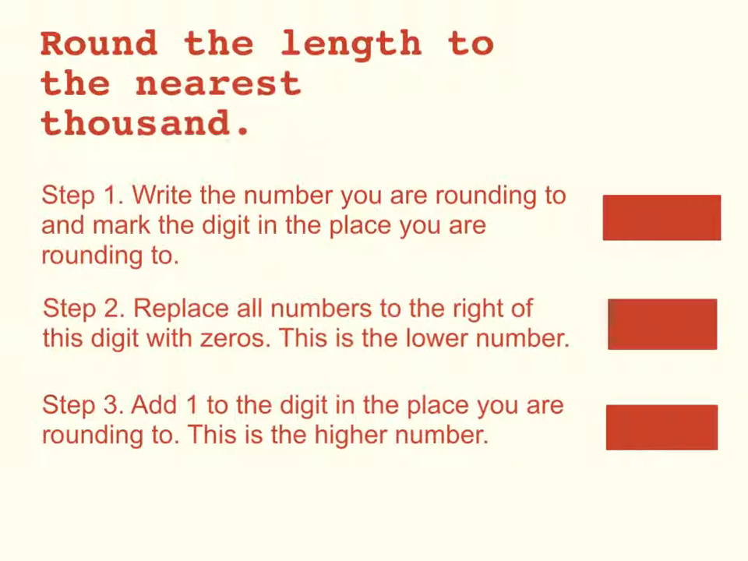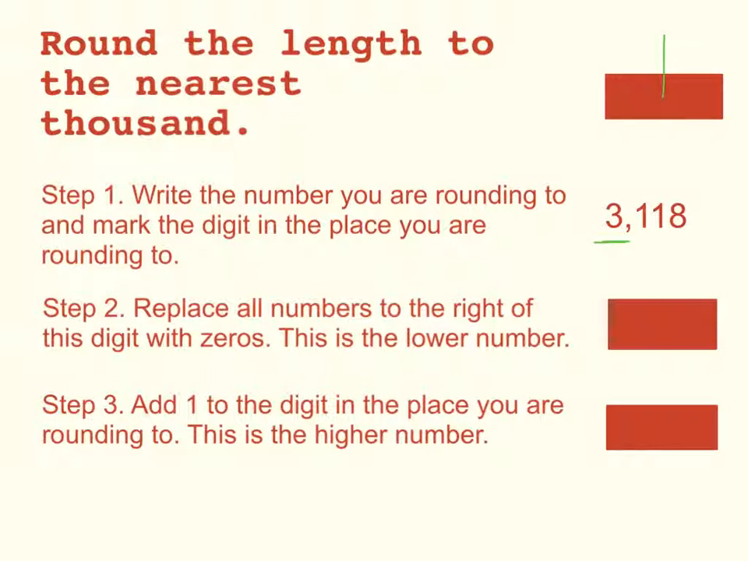The first thing you need to do is follow along with these steps. You're going to write the number you are rounding, which I have done right here, 3,118. What we need to do is mark the digit in the place we are rounding to. We're rounding to the thousands, so we underline the 3 because the 3 is in the thousands place. The next thing we need to do is replace all numbers to the right of this digit with zeros. So I have taken the 3, kept it the same, and all the digits behind have become zeros.